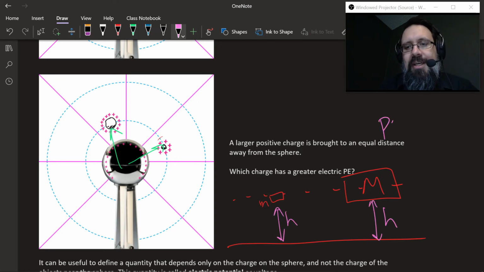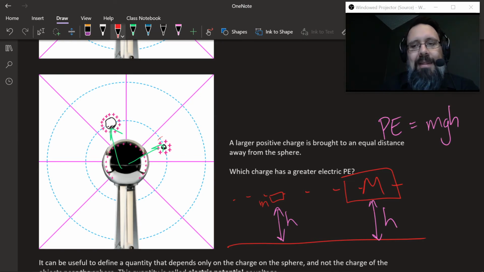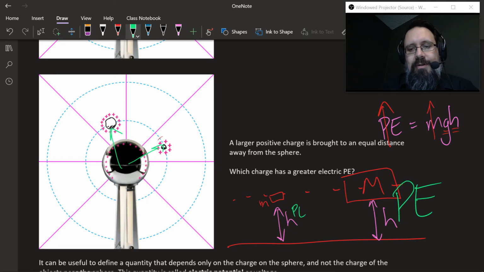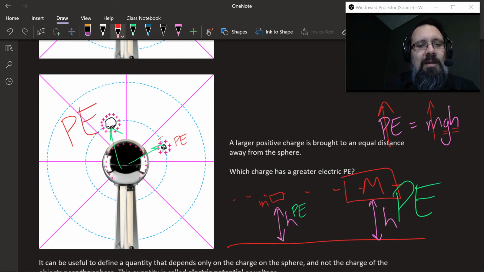Potential energy is mgh. They're at the same height in the same gravitational field, so the one that has more potential energy is the one that has more mass. So which of these two has more potential energy? The greater mass. Likewise over here, this guy would have a small amount of potential energy, but this one would have a huge amount of potential energy.